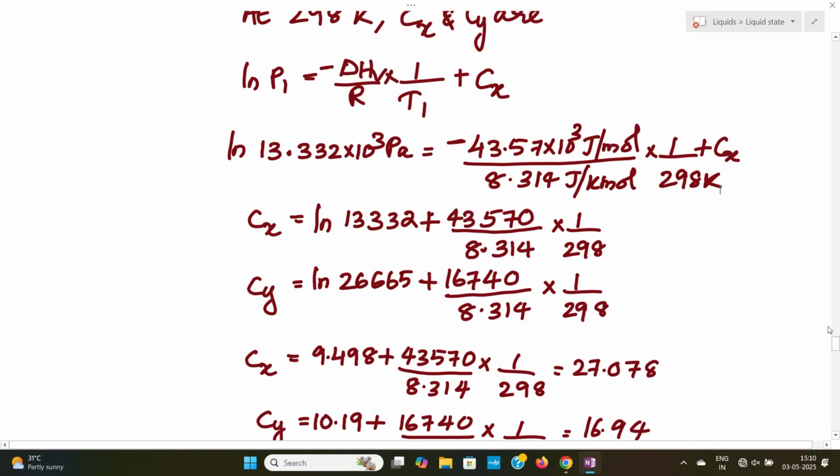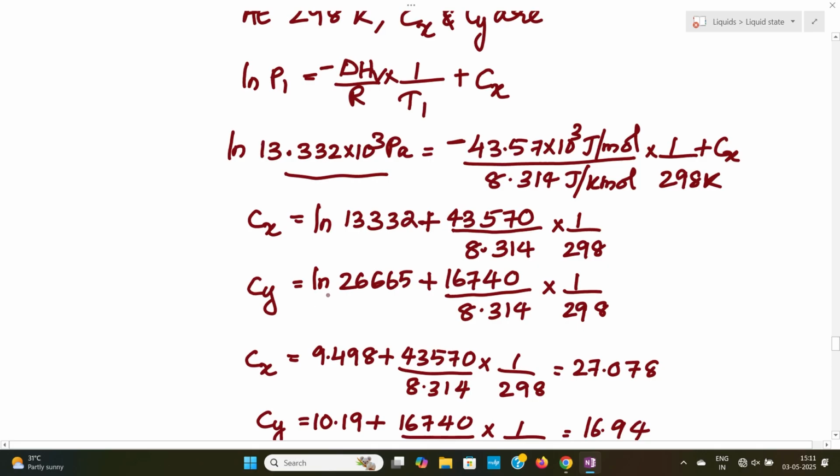Therefore, when we arrange this equation, that is Cx here, then ln, this is nothing but 13,332 plus, when it comes to this side, plus will come. So this is nothing but 43,570 divided by 8.314 into 1 by 298.